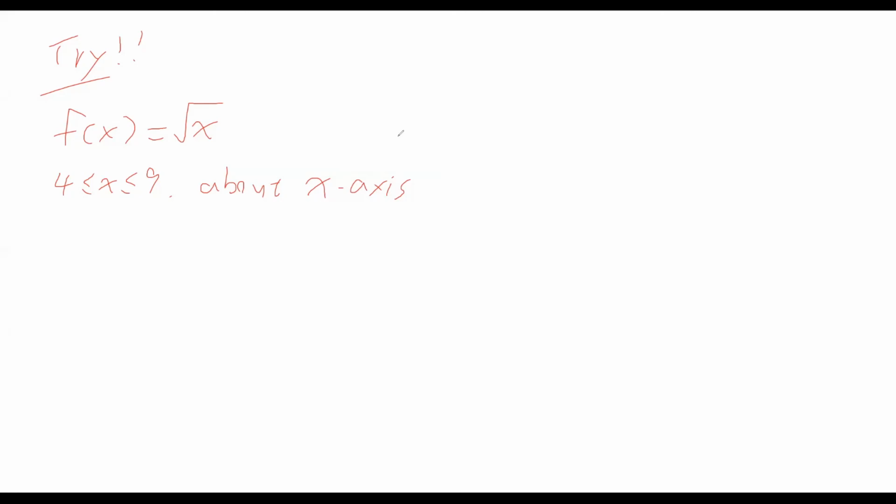And maybe I should give you the solution as well. So surface area is pi over 6 times 37 to the power of 3 over 2 minus 17 to the power of 3 over 2. Okay, so give that a try, see if you can get that, and I'll see you next time.